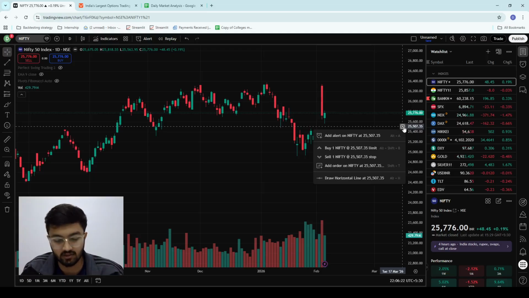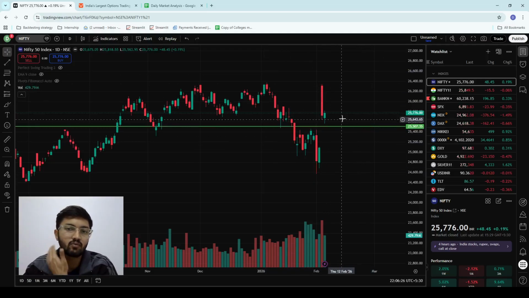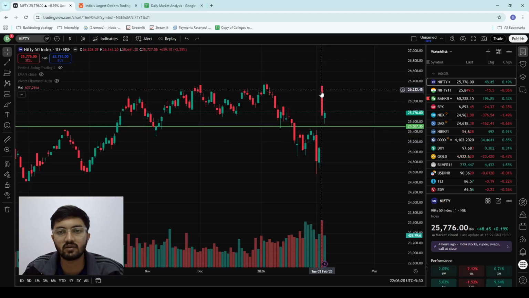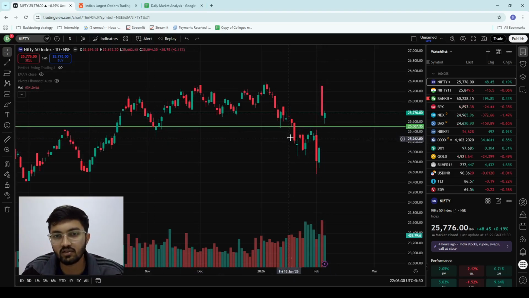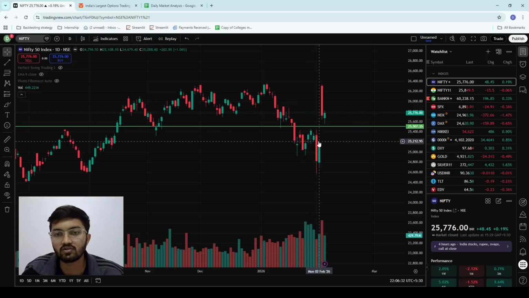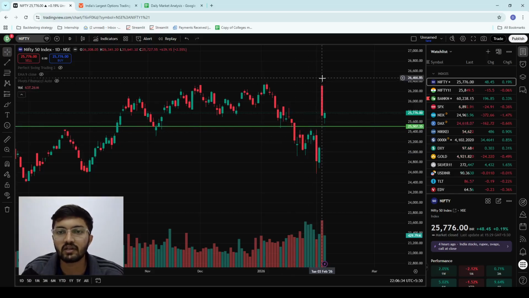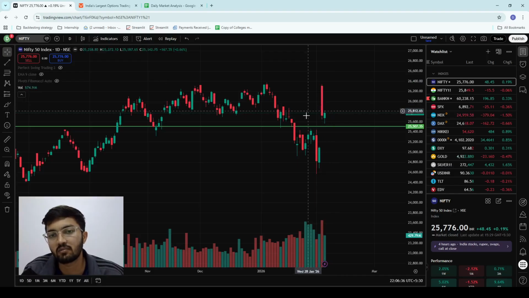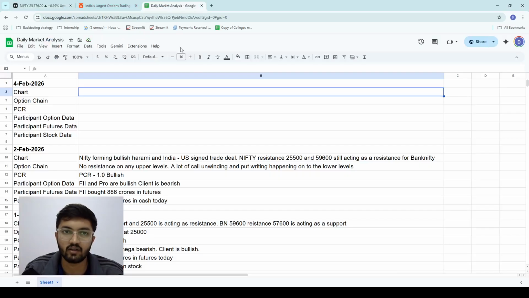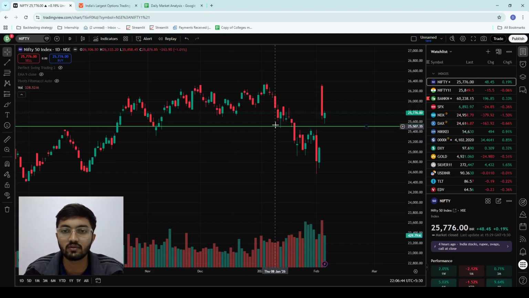If it breaks, it can become the next support. When the resistance breaks, it becomes a support. Resistance is where the price is not able to break a range. When the price breaks this range and then stays above it, the resistance becomes the support. This is one thing that you can learn.